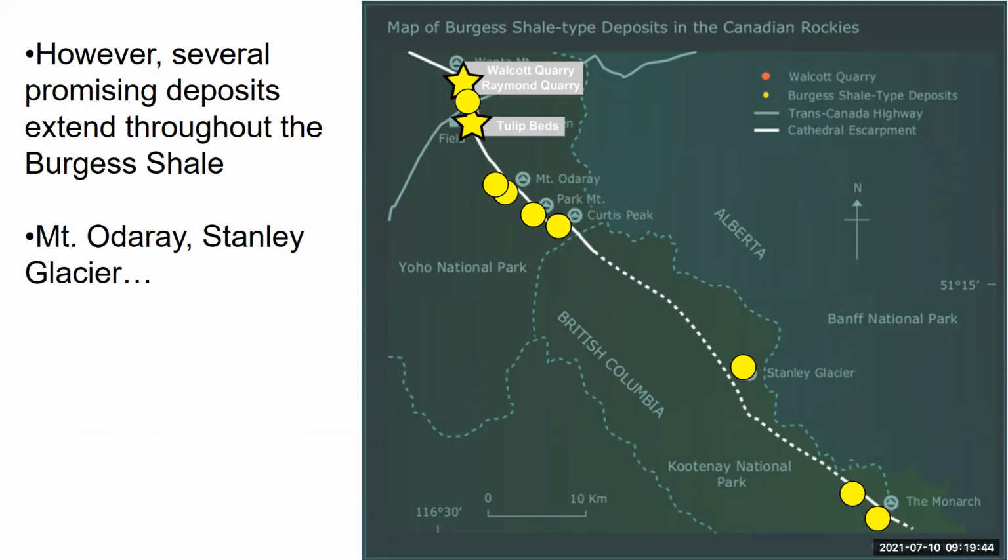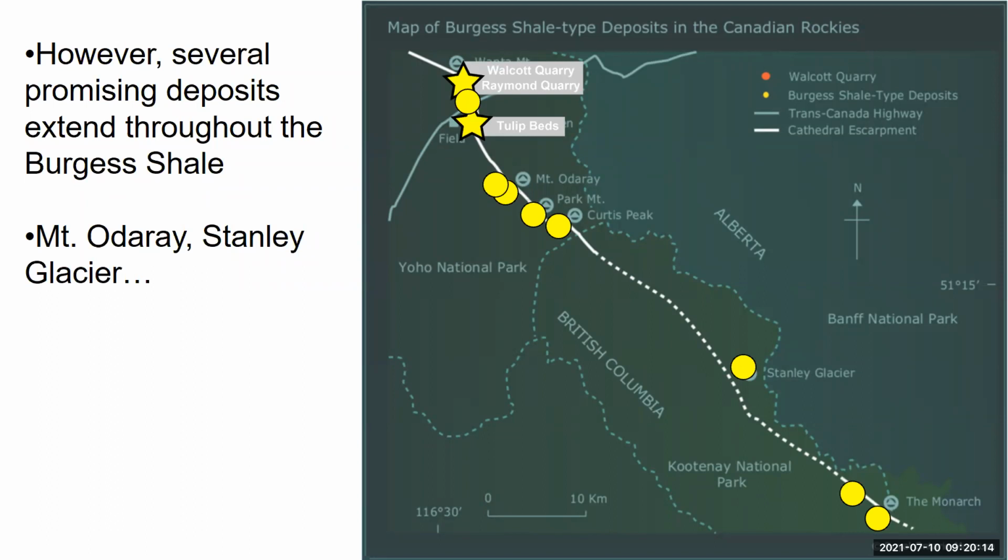Some of them have tons of very promising stuff. Mount Odaray, for example, is one. I worked on some material from Mount Odaray recently, and I was reminded of the incredible quality of some of that material. Stanley Glacier is another one that has a lot of fantastic fossil material. But overall, compared to the Walcott Quarry, it's hard to find equivalents in those three categories I mentioned before: accessibility, quality, and abundance. But we do have some.